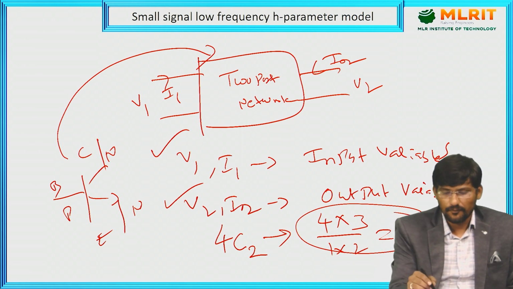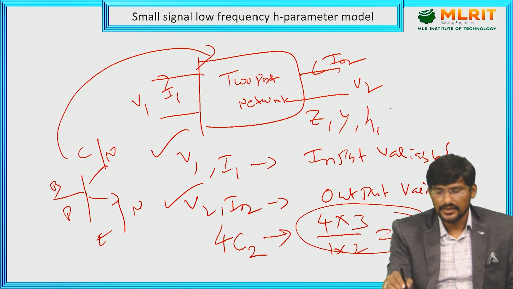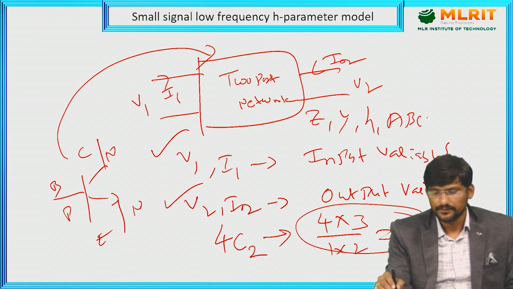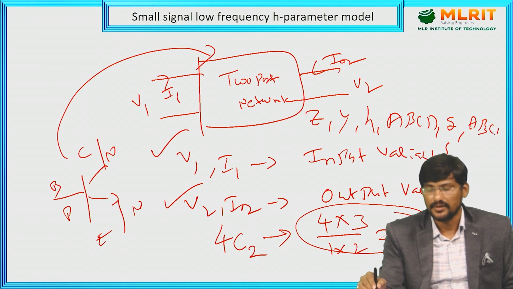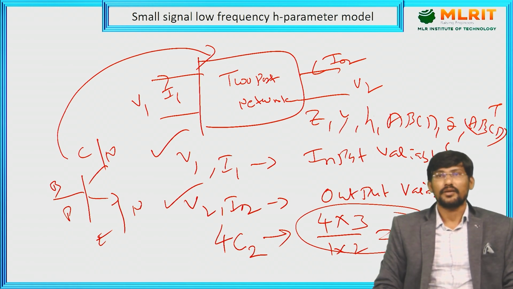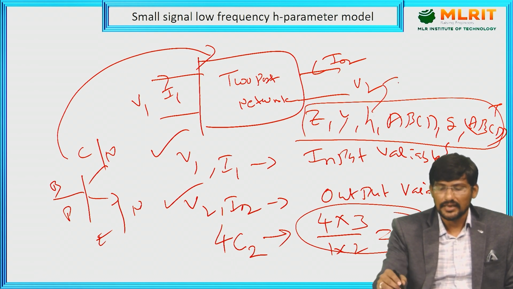So what are the 6 parameters? They are Z, Y, H, and A, B, C, D. Inverse hybrid parameters are called G parameters, and one more is ABCD parameters. So altogether we have 6 different parameters. In that we will consider H parameters.